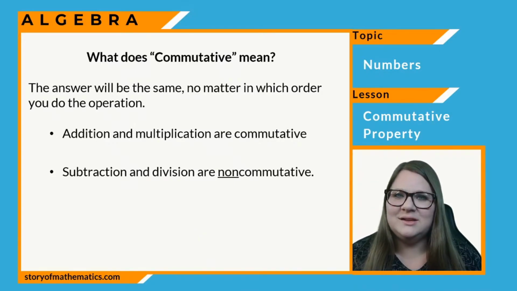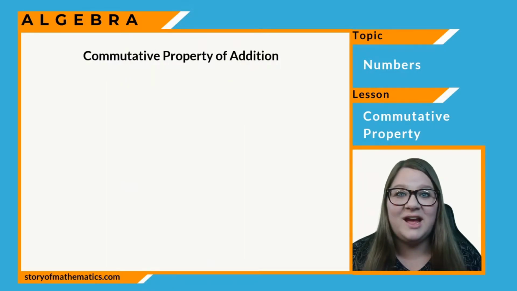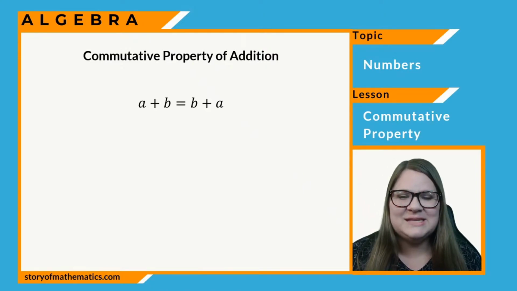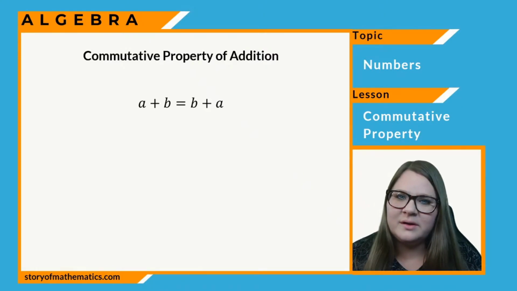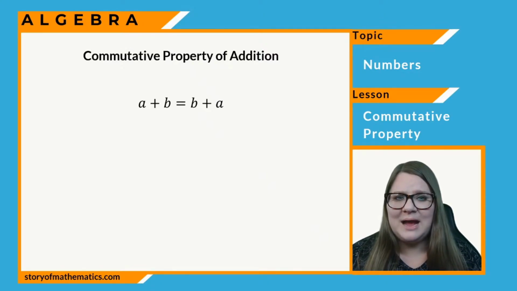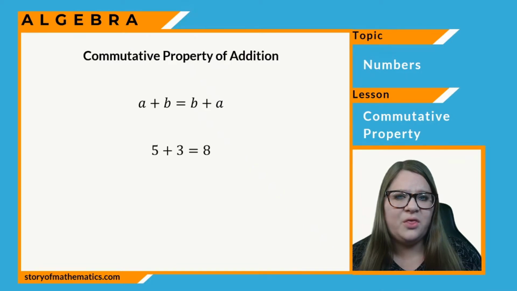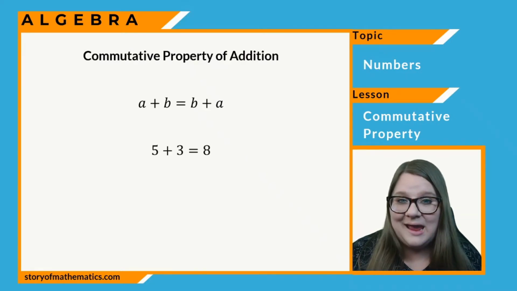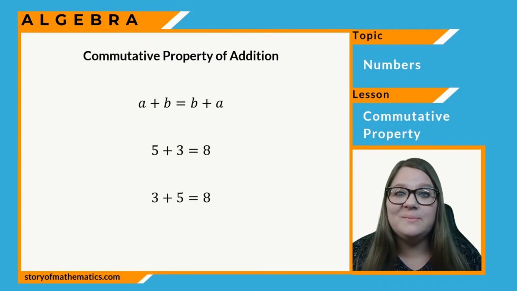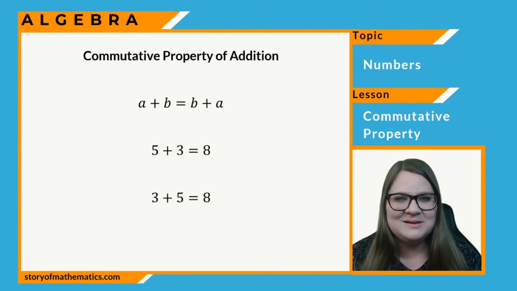So let's take a look at the commutative property of addition to start. So that says that A plus B equals B plus A. So notice that if you swap the order of your numbers, it doesn't change the answer. Let's see this in practice. If I told you 5 plus 3, well, that equals 8. But what if I swapped 5 and 3? What if I made it 3 plus 5? Well, that still equals 8. And that's, again, because addition is commutative.